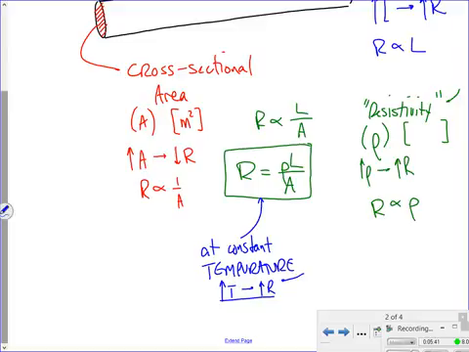resistance. Now the resistivity thing: notice we can solve this equation for rho, and we get rho is RA over L, which means that rho is measured in ohms, meters squared per meter. But why wouldn't we just say that that's ohm meters? And that's what we say. Resistivity is measured in ohm meters.